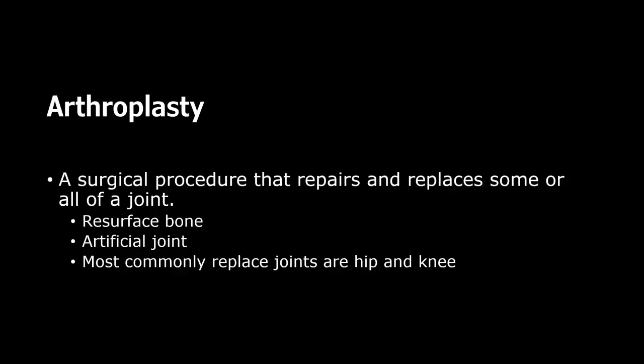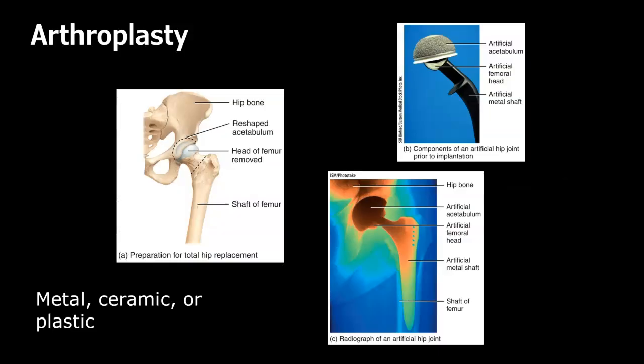They can go in, they can resurface that bone. They can actually go in and take parts of the bone out and put in an artificial joint in. But most commonly, they replace the joints in the hips and the knee. Those are the ones that you will see the most for arthroplasty. So here's one where they go in and they are actually going to go and cut the head of the femur out, and they're going to reshape that acetabulum when they do that. They can go in and put a metal, ceramic, or even a plastic replacement on the top of the femur and do that hip replacement with these types of materials.